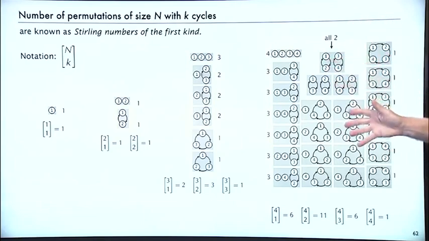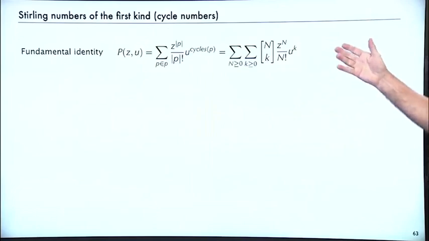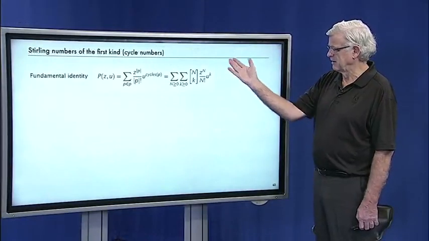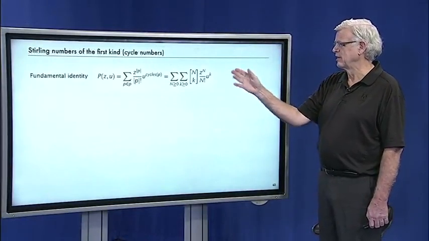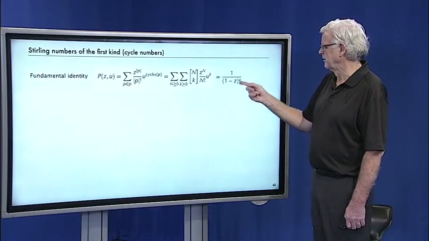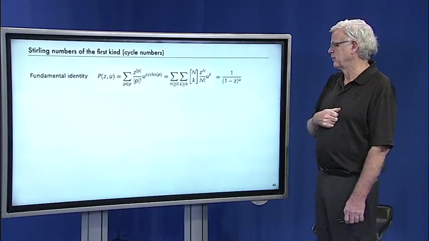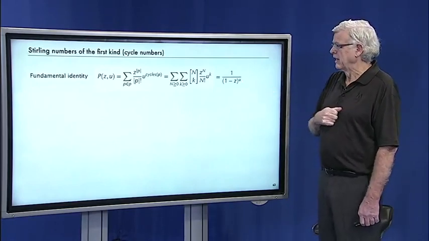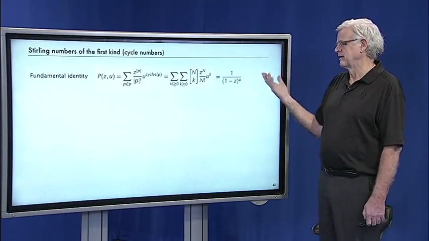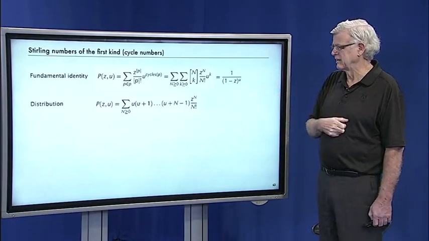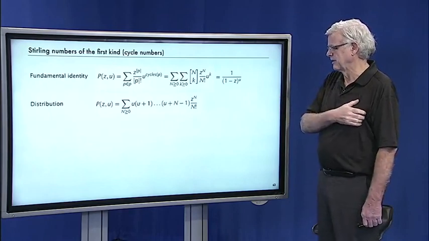What we just did was show that if we define the BGF for Stirling numbers of the first kind, it's 1 over 1 minus z to the u. And you can use that form to develop all kinds of interesting identities for the Stirling numbers.